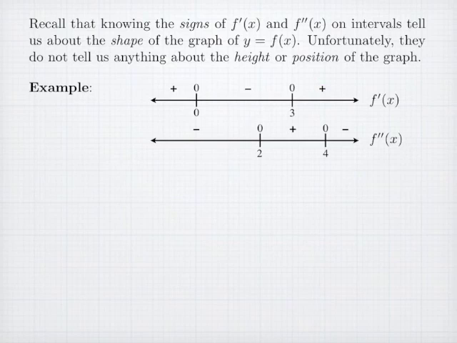The second derivative gives me information about concavity. So for example, the second derivative is negative for x less than 2. This tells me that my function will be concave down for x less than 2. Similarly, my function will be concave up between 2 and 4, and concave down for x greater than 4.